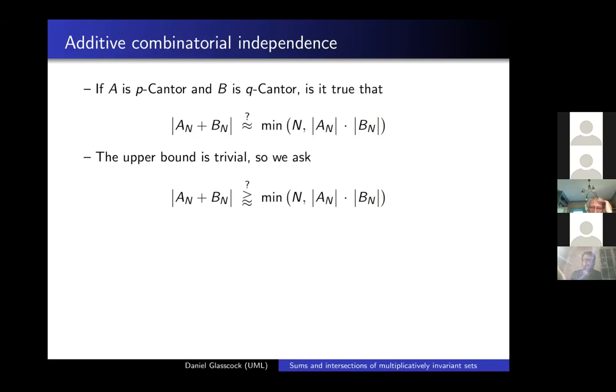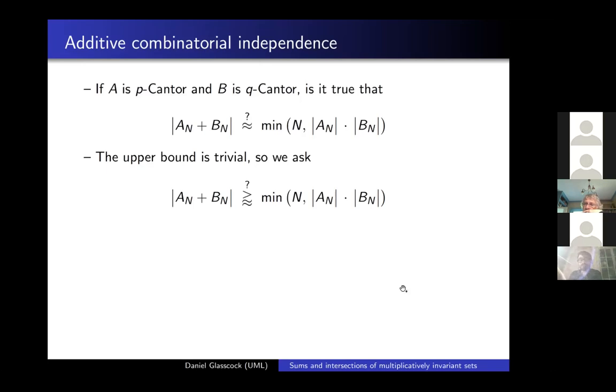Let's talk about sumsets. If, again, A is a p-Cantor set and B is a q-Cantor set, and we add them together, and they're additively independent, we hope that there aren't a lot of coincidences amongst the sums. And that can be measured by asking, is A_N plus B_N in cardinality about as big as it can be?